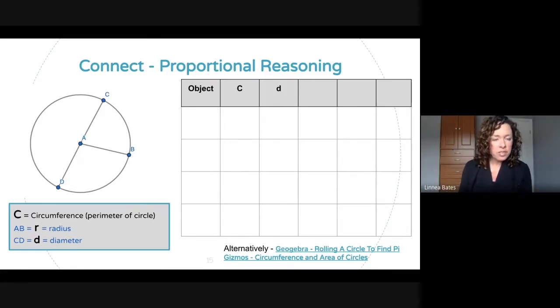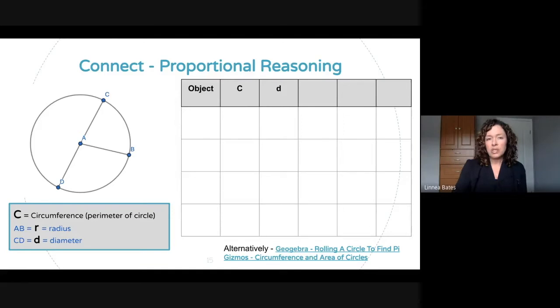So you would obviously want to start out with some sort of visual representation of a circle and introduce them to that important vocabulary. Circumference is the perimeter of a circle. The radius is the measurement from the center of a circle to any point on the outside of the circle, and the diameter is the measurement from a point on the outside of the circle, going through the center, to another point on the outside of the circle.